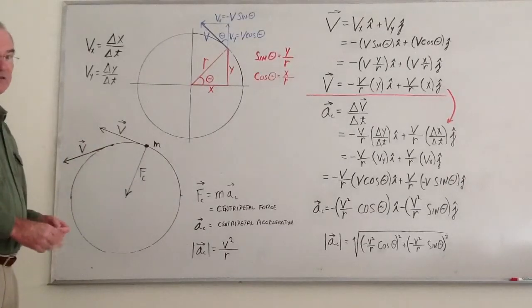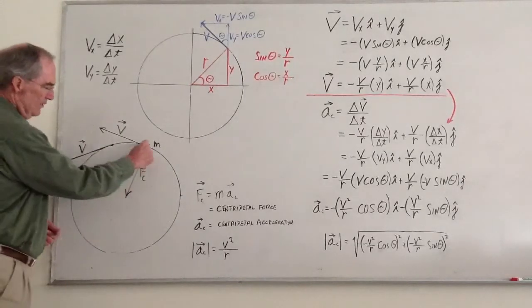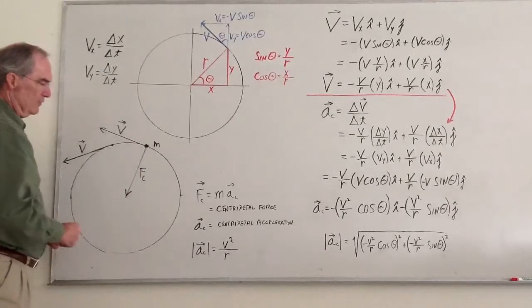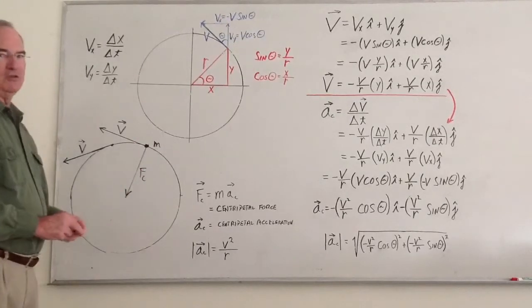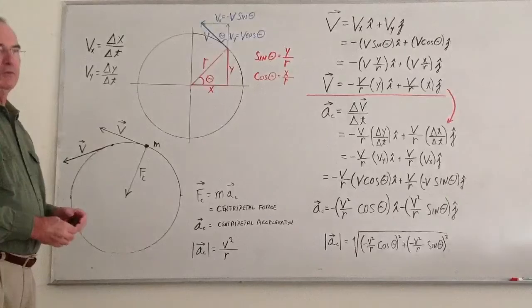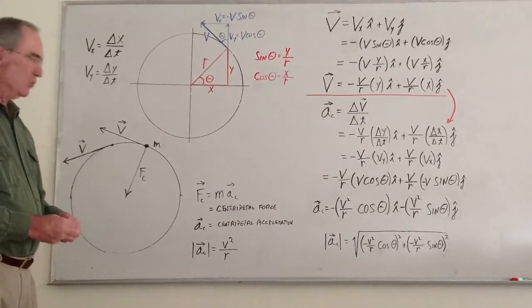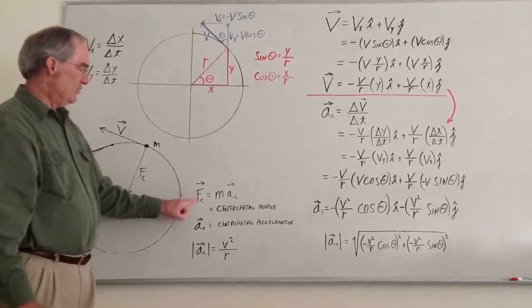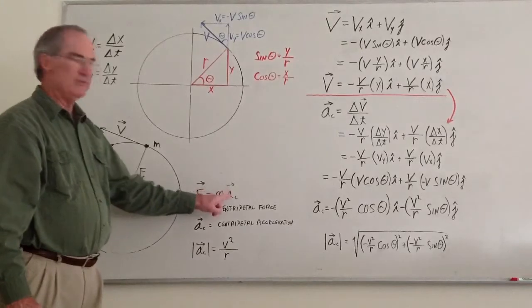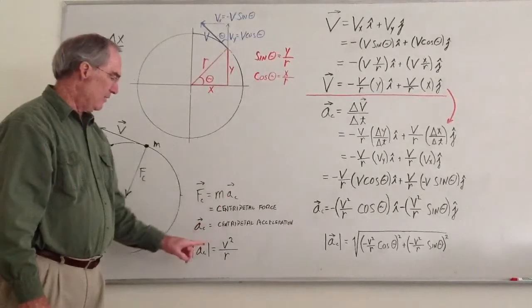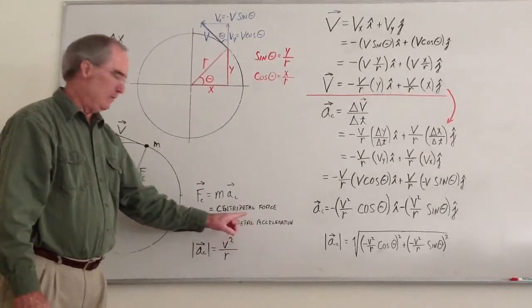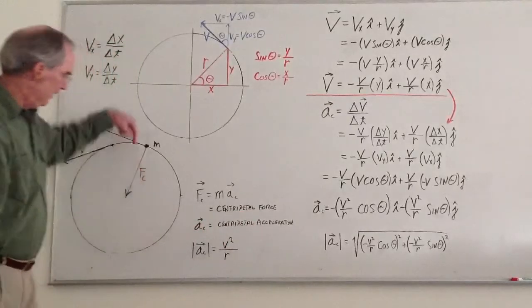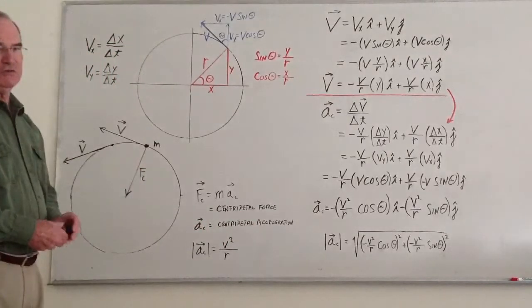If you have a change in velocity, you must have had a force, and this is that force acting toward the center of the circle. We call it centripetal force. Centripetal means literally center seeking, or toward the center. So F_c, the centripetal force, is equal to mass times acceleration, but that acceleration must be centripetal acceleration, an acceleration acting toward the center of the circle.